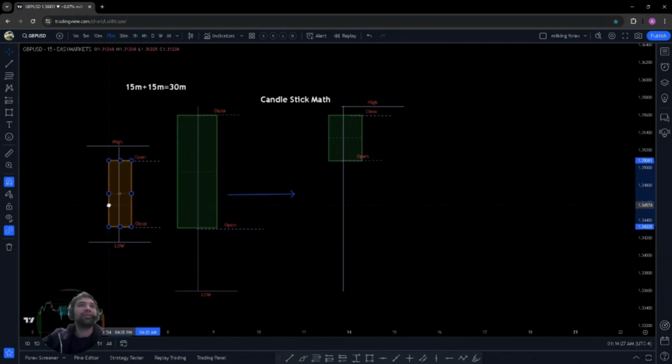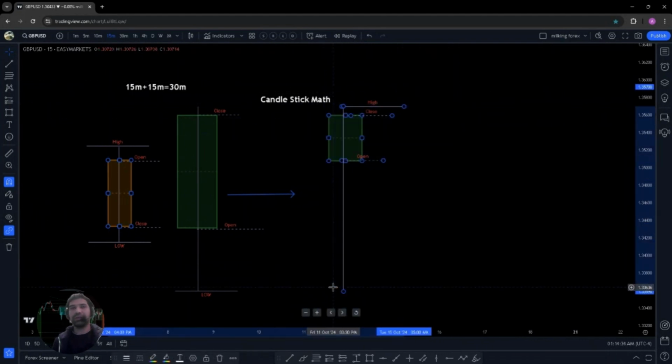Guys, I hope I made sense out of it, but let's do it again so that you guys can understand again, because I know it's a bit complicated.